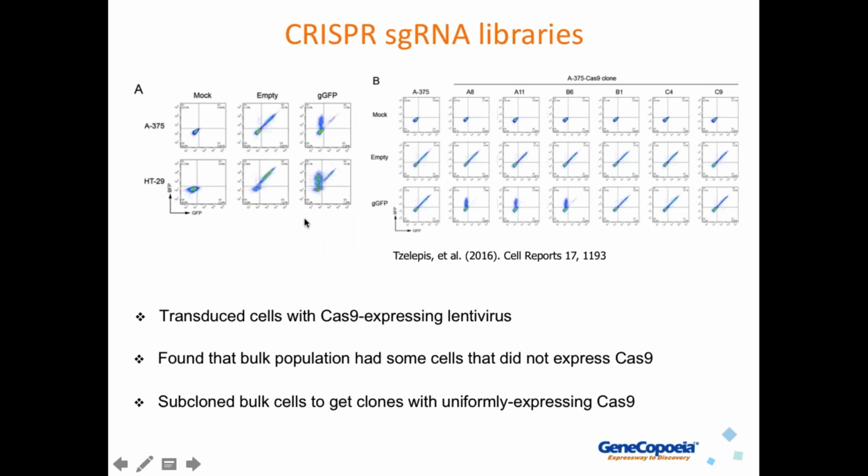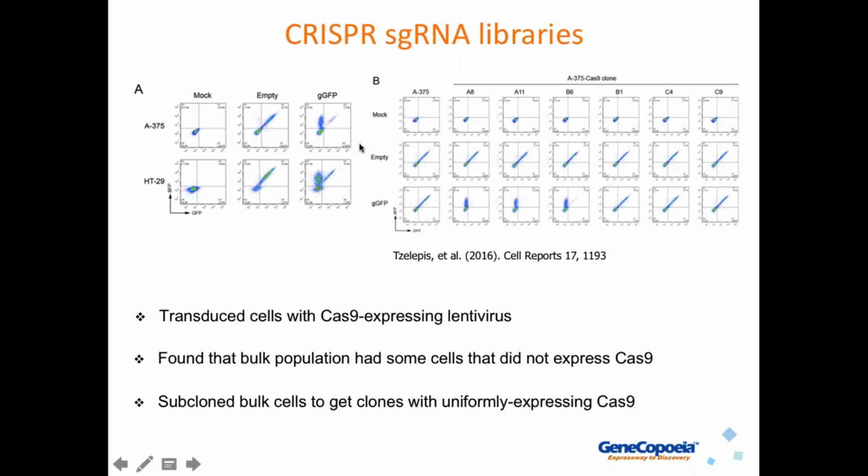Here's another example of a whole genome library. This report came out last year. In this example, the authors transduced their cell line with lentiviruses from a whole genome library. And what they found in a bulk population of cells is that there was a mixed population of Cas9 positive and Cas9 negative cells, even though the entire pool was puromycin resistant.